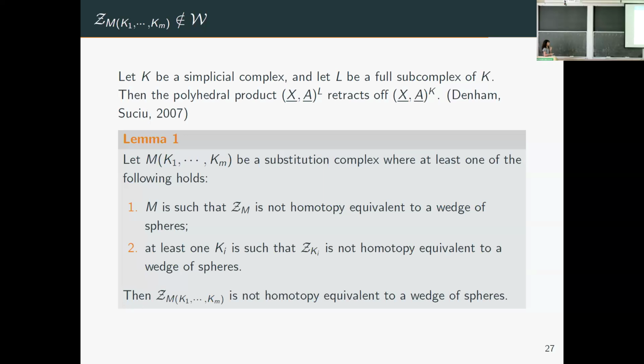So here, all we need to do to guarantee that our moment angle complex won't be in W is guarantee that either our starting complex didn't produce a moment angle complex, but it's homotopy equivalent to a wedge of spheres, or we make sure that we're substituting in at least one thing such that the moment angle complex associated with that is not homotopy equivalent to a wedge of spheres. Then, because we'll have that retracting off, and we can't have something that isn't a wedge of spheres retracting off something that is a wedge of spheres, our moment angle complex associated to our substitution complex will not be homotopy equivalent to a wedge of spheres.